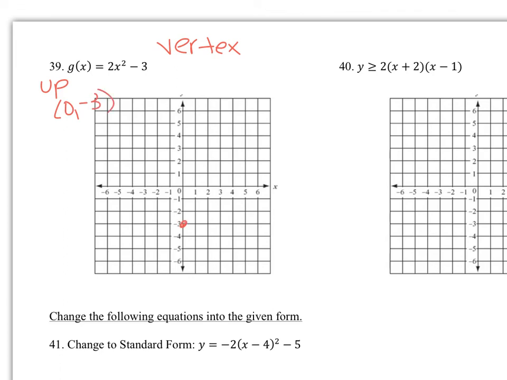So 0, -3. It's a vertical stretch of 2, so over 1, up 2, over 1, up 2, over 2, up 8, and over 2, if I can count, 1, 2, 3, 4, 5, 6, 7, 8. It's an equation, so I'm just going to connect my dots, except I did a horrible job connecting my dots. And I'm done.